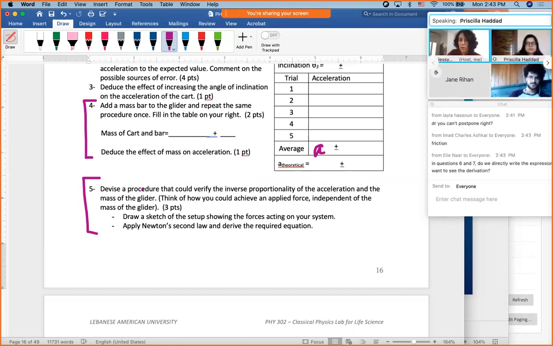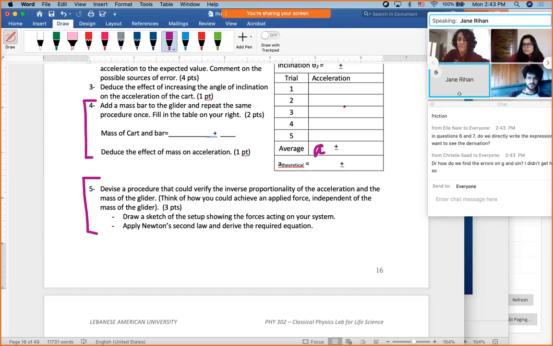Okay. All right. I can see somebody's raising hand. Yes, Jane? Yes, doctor. I just wanted to ask, there's one question where I thought it would be better to include a diagram to better explain my analysis.